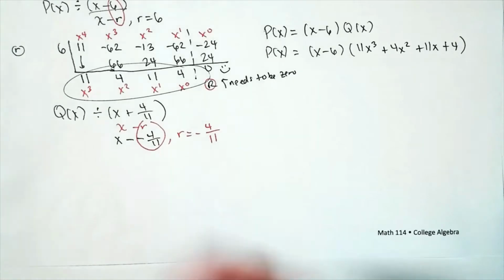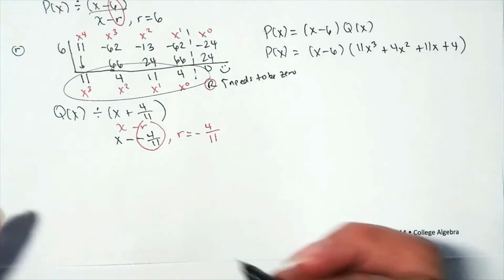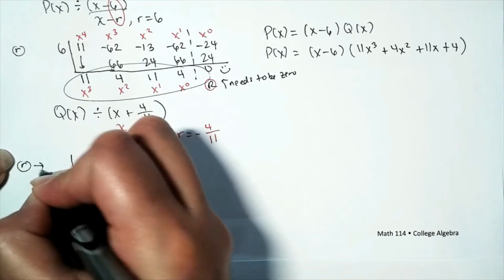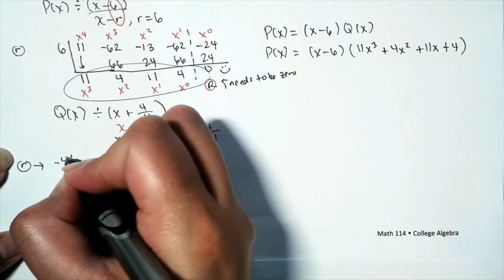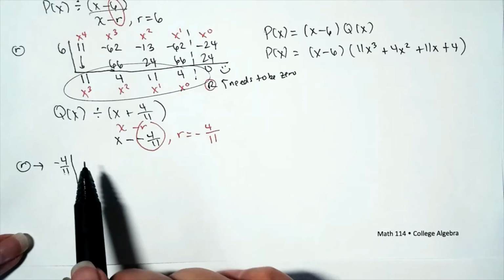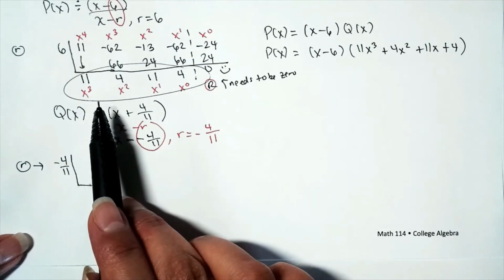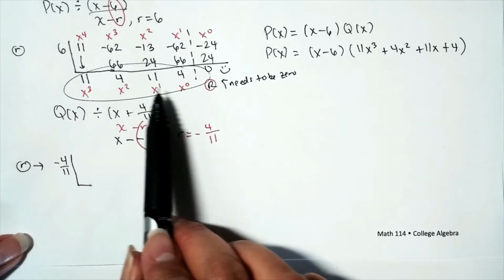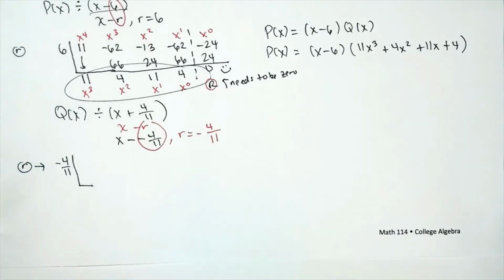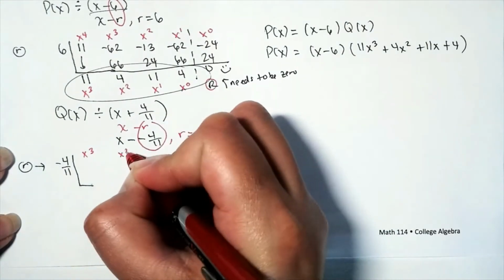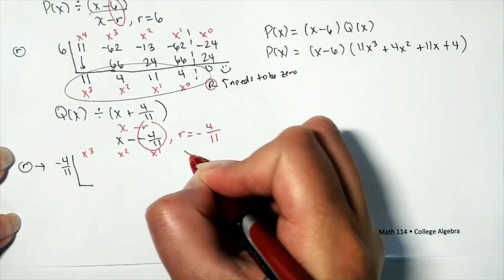Fantastic. So let's prep this up for synthetic division. Outside the division box, we always put the value of R. The value of R is negative 4/11. For the top row, we're going to put the coefficients of the dividend, whatever you're dividing into. We're dividing into this one, so the degree is 3. So let me highlight the degrees. We have x to the third, x to the second, x to the first, constant.